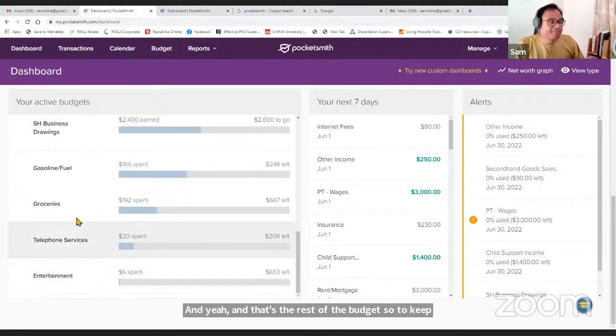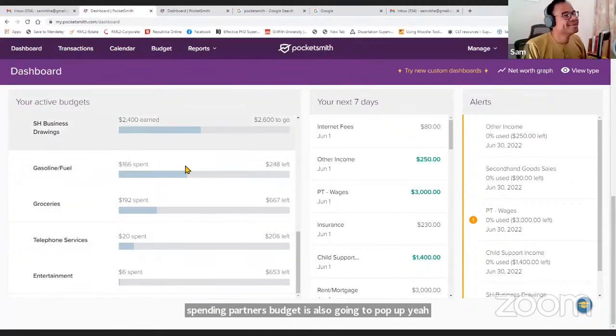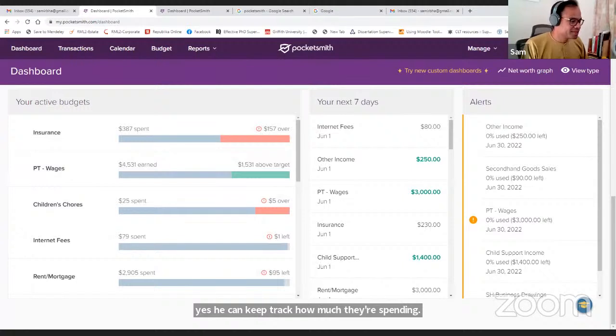And again, if you do have a spendy partner, that spendy partner's budget is also going to pop up here, and so you can keep track of how much they're spending. Right. And so that's budgeting.